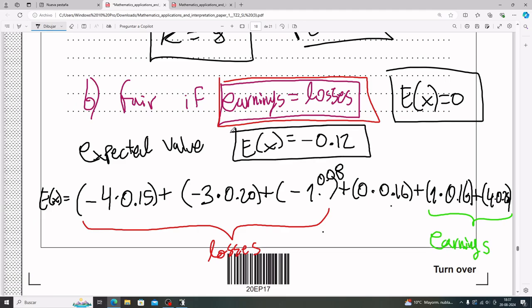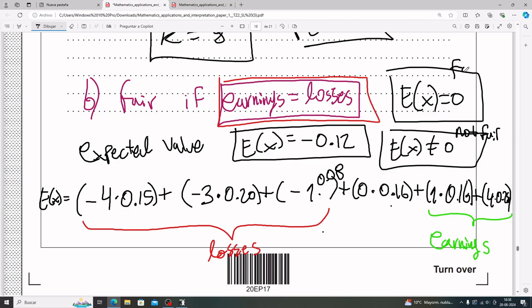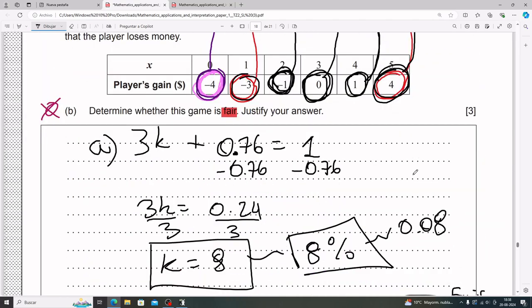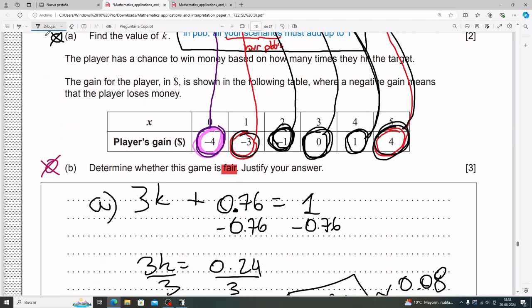So the other way you can think about it is that when you play this game, if you play it a bunch of times, on average, you are losing $0.12. I mean, you're losing 12 cents. The bigger point here, though, is that your expected value did not equal 0, so then it's not fair. So this down here is not fair. This up here is fair. If it equals 0, it's fair. If it does not equal 0, it's not fair. Got it? So that is a way in which you can justify your answer.